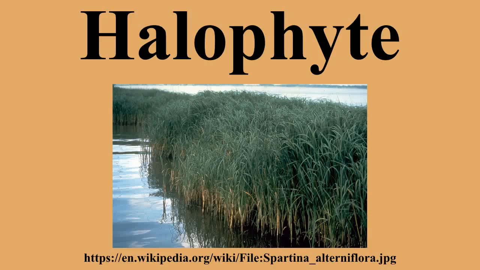A halophyte is a plant that grows in waters of high salinity, coming into contact with saline water through its roots or by salt spray, such as in saline semi-deserts, mangrove swamps, marshes and sloughs and seashores. An example of a halophyte is the salt marsh grass Spartina alterniflora.